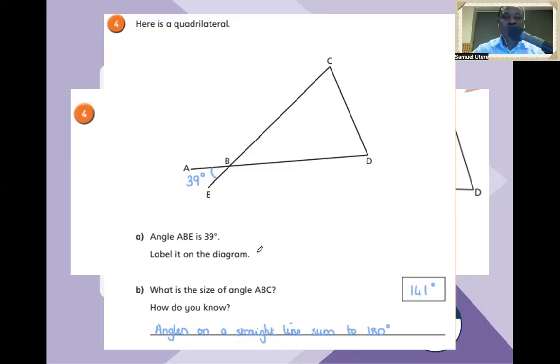Have you noticed that if we were to produce another angle there, we would form adjacent angles on a straight line? So to get that angle, we would say 180 degrees minus 39 degrees, which will be equal to 141 degrees. The fact is, adjacent angles on a straight line add up to 180 degrees.